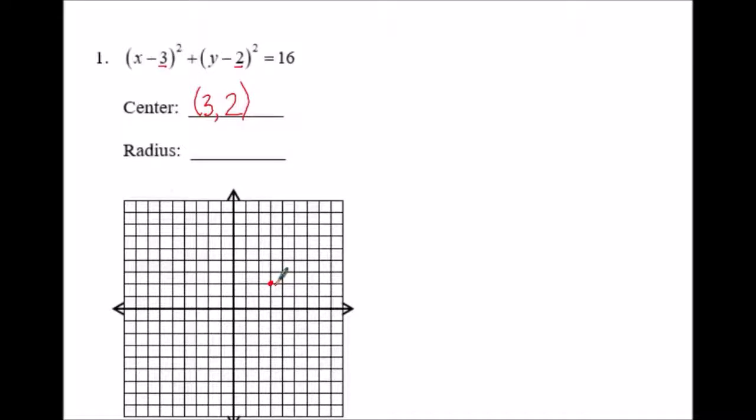Our equation is equal to r^2, which means that the radius is going to be the square root of 16, which is 4. So from the center, I want to go 4 units up, 4 units down, 4 units to the right, and 4 units to the left. And then I can sketch in the circle. And that is the graph of our equation.